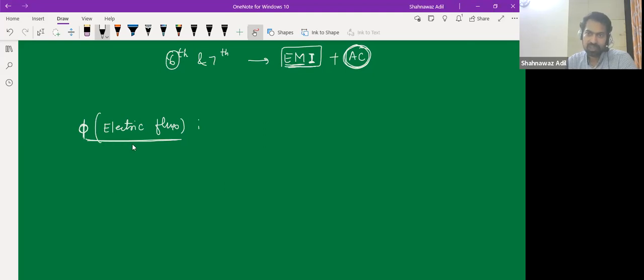It's the total number of electric field lines passing through a surface normally. Yes, absolutely right. So we have this surface, and the electric field lines passing through this surface normally. So that is what we call the number of field lines passing through this surface, normally meaning perpendicular to this surface. Let's say the surface area is A.